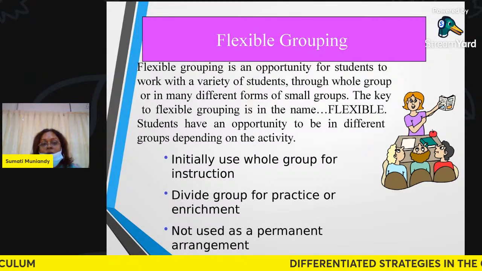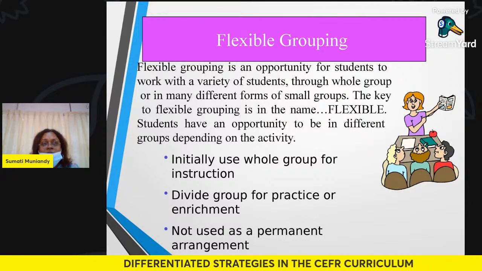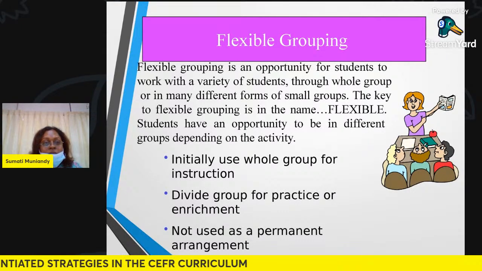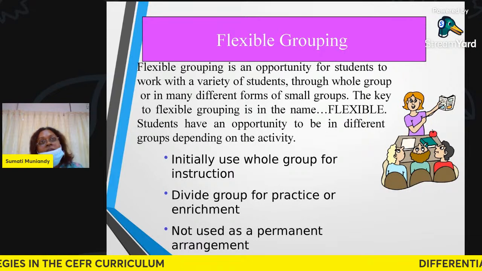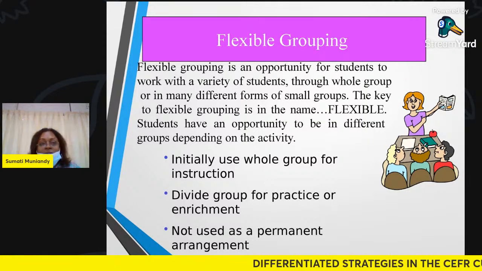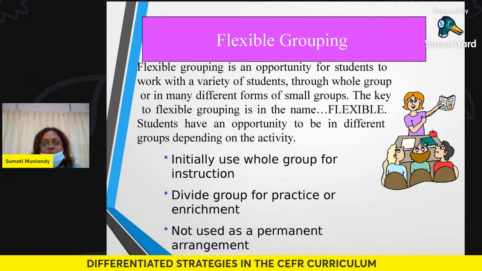Okay, try to change the grouping as well. Don't limit the students to the same group for the next lesson, because that's where learning takes place. If you set them in the same group, then sometimes some learners get bored. So you have to be flexible also.